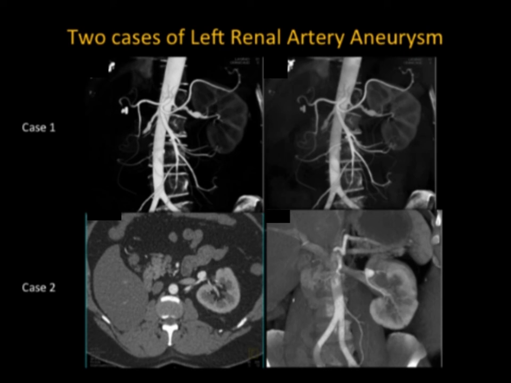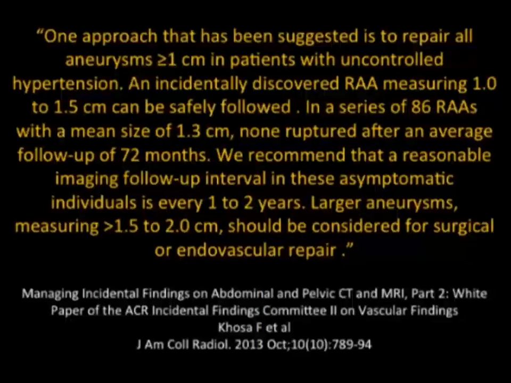Again, size-wise, the question is, what do you do with these? These are 1 centimeter aneurysms. Do you need to resect them? Do you need to coil them? Do you need to embolize them? It's a good question. In the ACR guidelines, the suggestion is to repair all aneurysms over 1 centimeter if the patient has uncontrolled hypertension. Under 1.5, we can routinely, in a patient who's not hypertensive, simply follow the patients.